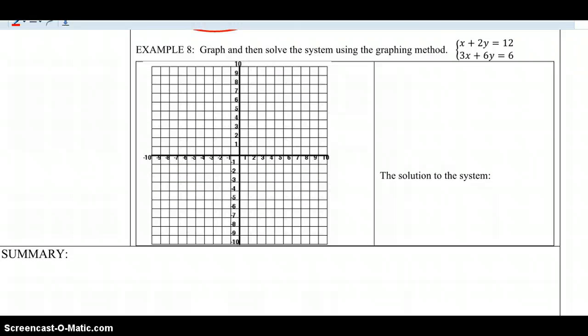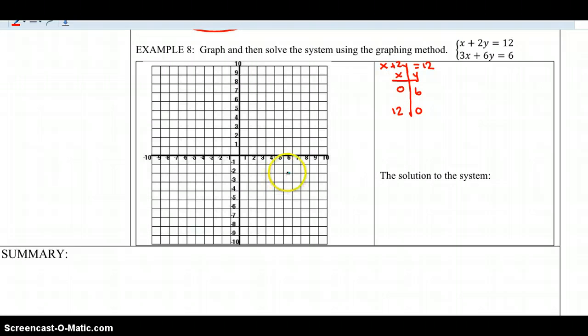so example 8, we're also asked to graph and then to solve the system using the graphing method. So again, we should recognize that we have 2 linear equations. We have just x terms, y terms, and constants in both cases. So to graph a line, we just need 2 points. So again, we're going to try to find the intercepts. So let's start with our x plus 2y equals 12. So we plug in x equals 0, we get 2y equals 12, so y must be 6. And if we plug in y equals 0, we get x equals 12.